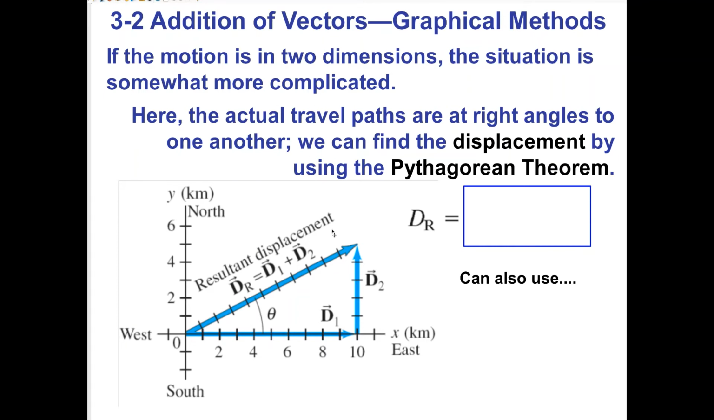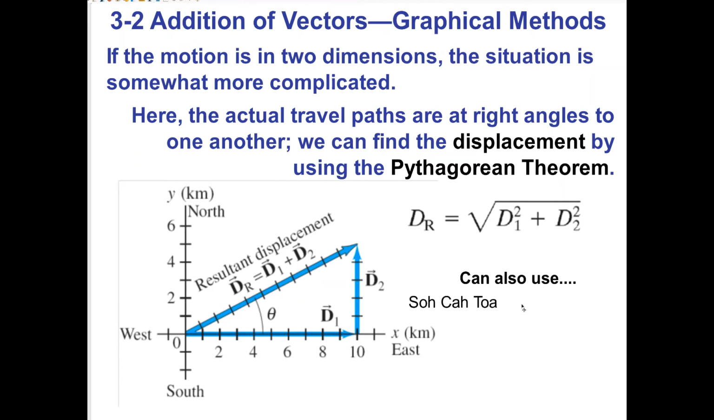So if the actual travel paths are at right angles to one another, we can find the displacement by using the Pythagorean theorem. a squared plus b squared is equal to c squared. Well, in this case, I could say that d sub r, which would represent here the resultant displacement, is equal to the square root of the sum of the squares of those two displacements. So in this case here, that would be 10 squared plus 5 squared. That'd be 125. Square root of that is a little bit more than 11, and you can see that that is about the length of that vector. Now, if these things are at right angles to each other, we could also use tools from right angle trigonometry.